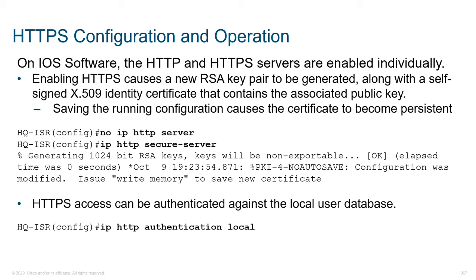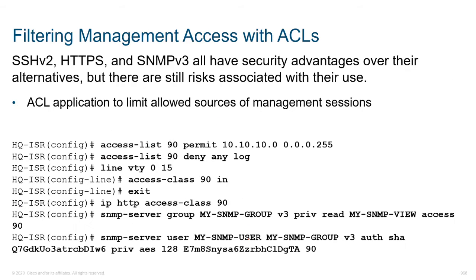Also, we talked about disabling HTTP, which is on, so we need to do a no IP HTTP server, and if we don't already have HTTPS enabled, you can do an IP HTTP secure server enabled. Additionally, access can be authenticated against the local user database with the command IP HTTP authentication local.